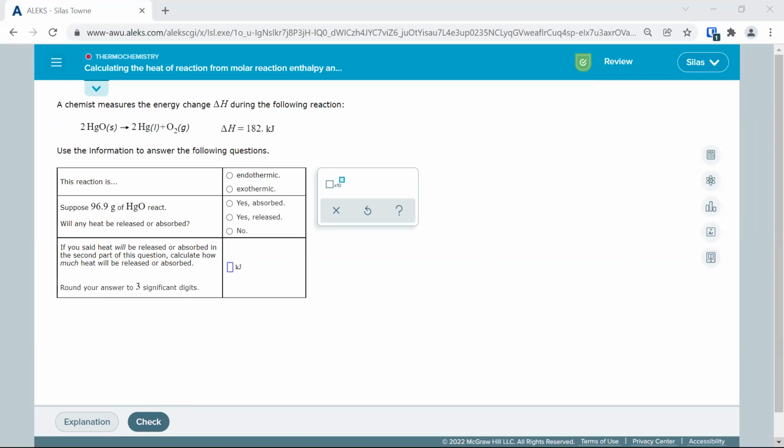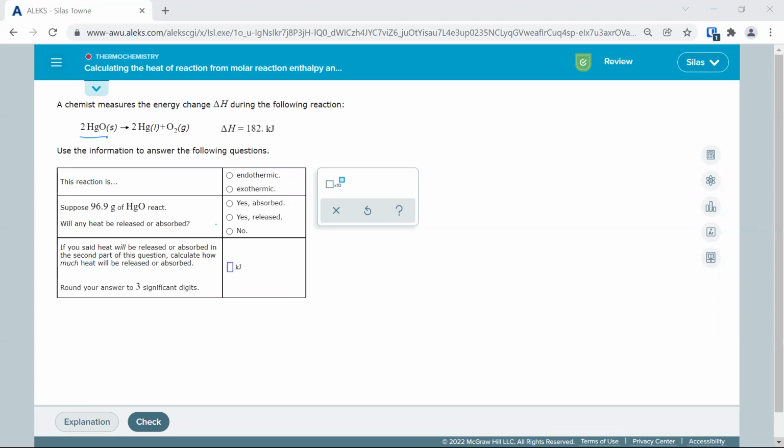All right, let's take a look at calculating the heat of reaction from molar reaction enthalpy. So this is a chemical equation. We've seen this before, right? And we can refer to it a couple different ways. We started out saying we got two mercury oxides reacting to form two mercury atoms and oxygen gas. Then we switched to moles and the concept of moles, and we could say 2 moles of mercury oxide form 2 moles of mercury atoms in the liquid state and 1 mole of oxygen gas.